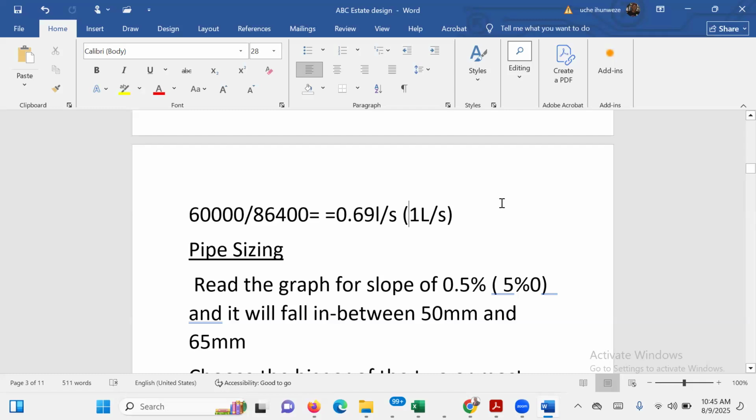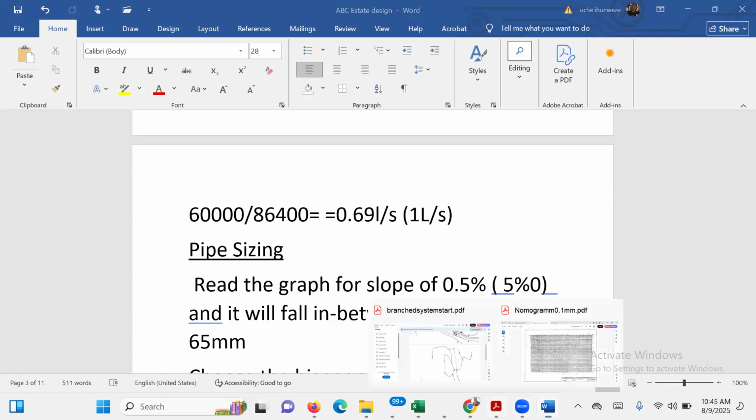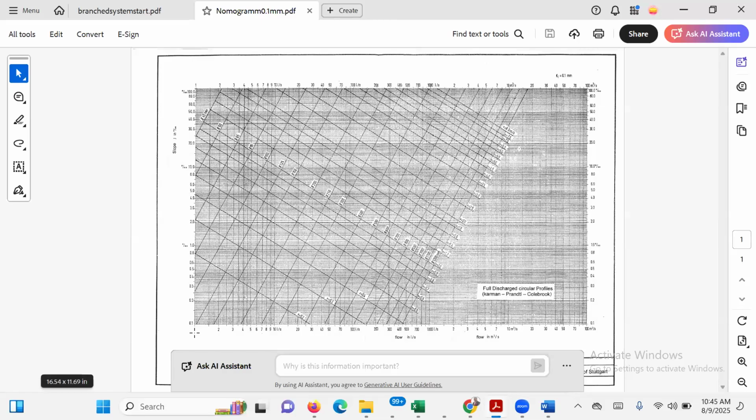So here now, you now read the graph. If I read the graph now, in this case, I'm using the graph. I'll read 1. In 1, I have a slope of 0.5. So if the slope is 0.5, it means that is 5 per mil.